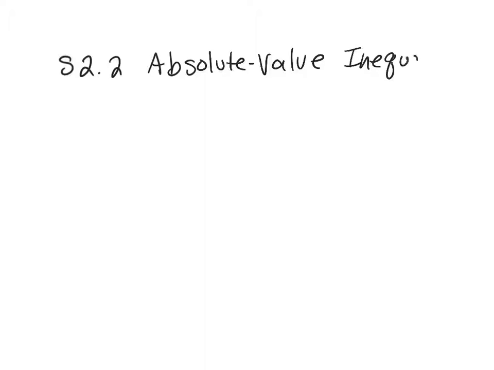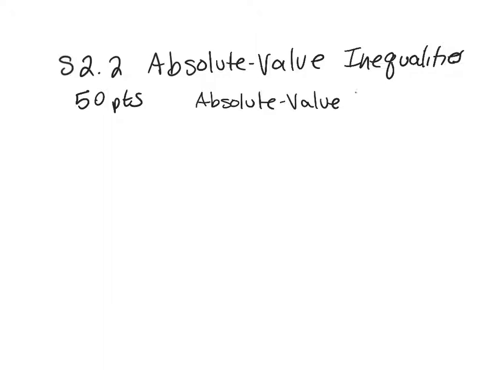The S2.2 assignment or assessment is absolute value inequalities. It is going to be 50 points, and basically you are going to have questions like the study guide that you just completed, where it's absolute value inequalities. This is going to be most of them.